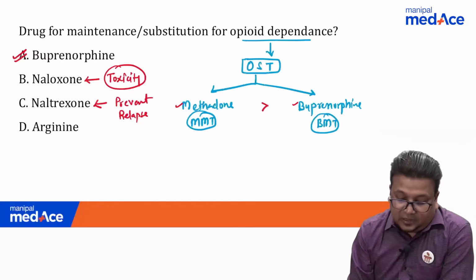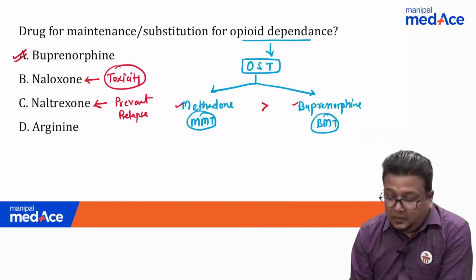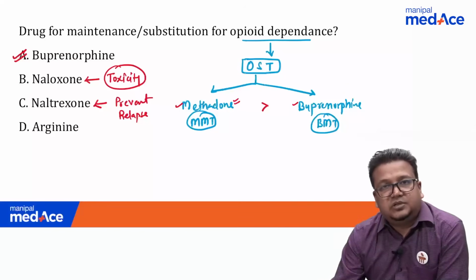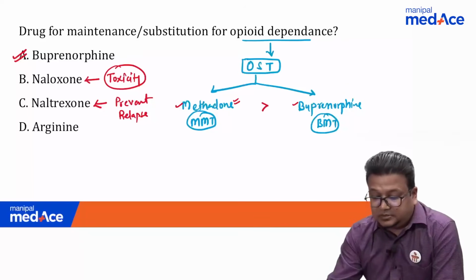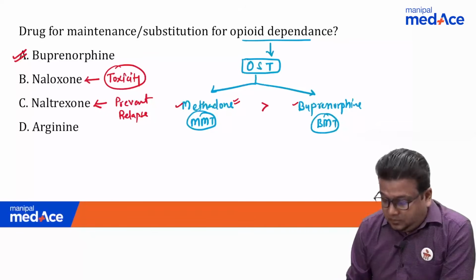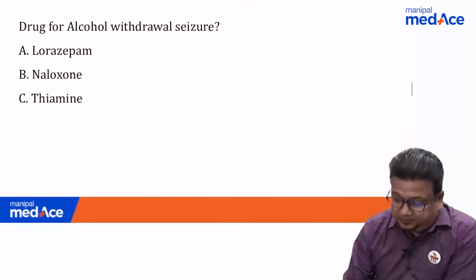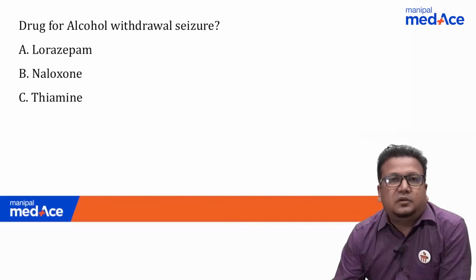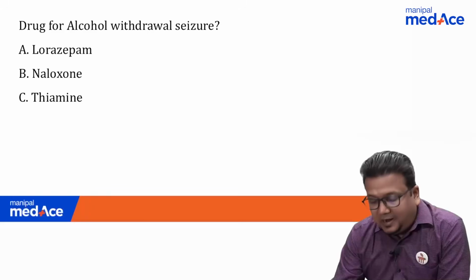So the correct answer out of the given options will be buprenorphine, but the best answer would have been methadone if it was given in the options, but currently that's not the situation, so option A is the correct answer. Moving to the next question, a standard question which has been asked so many times that I think no student should mark it wrong.